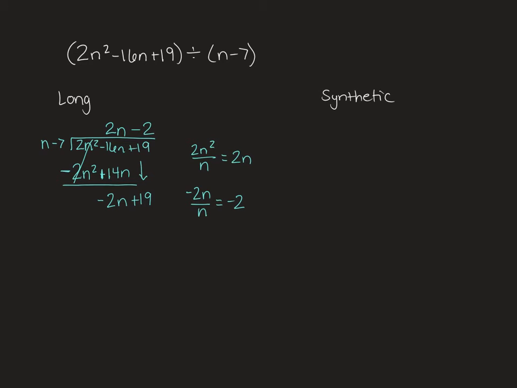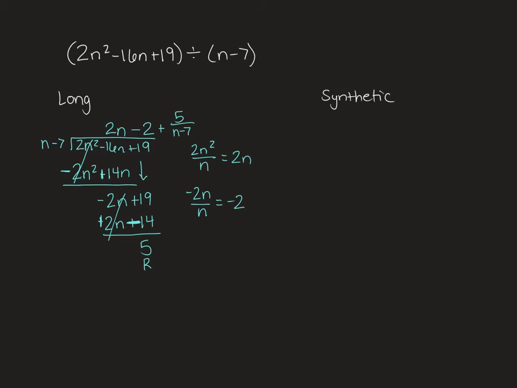Okay, so then multiply by your binomial, so I will have -2n plus 14. Change your signs. So those will cancel. 19 minus 14 is 5. Now remember, this is your remainder. So you'll have plus 5 over n minus 7.